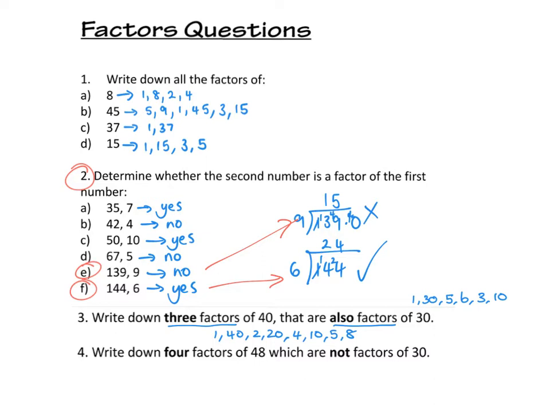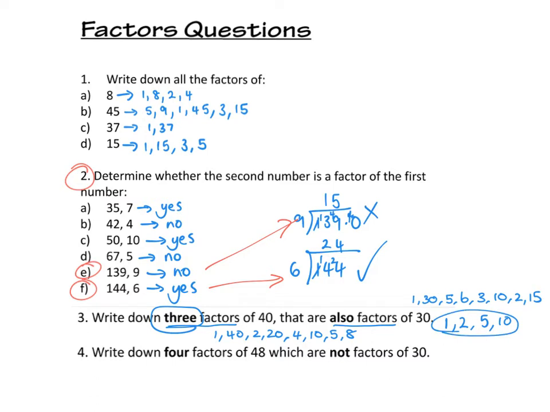So I am looking for factors that are in both lists. That's 1, 2. Oh, I've not done 2 on this one. See, it's really easy to miss stuff out. 2, 5, 10, and I think that's all there is. But remember, it only asked for 3, so any 3 out of those 4 will get you full marks.